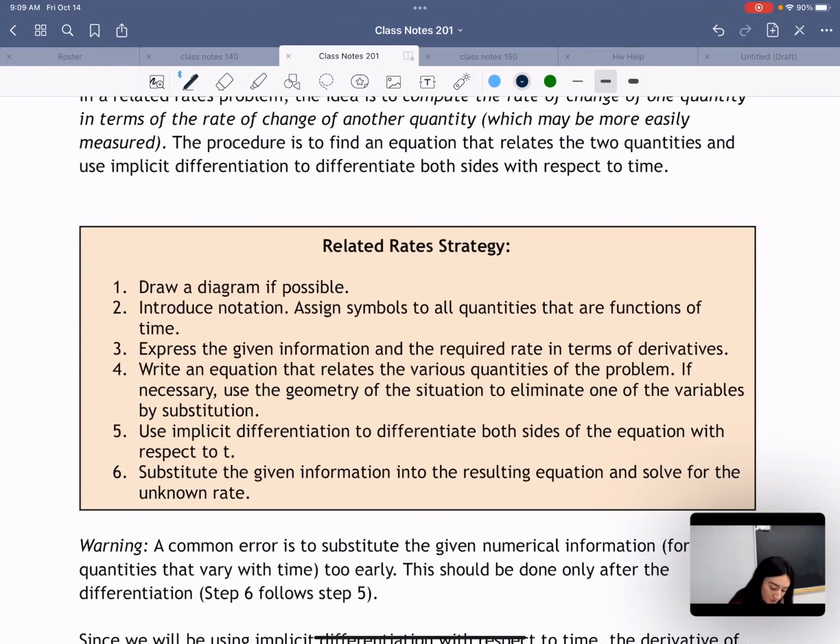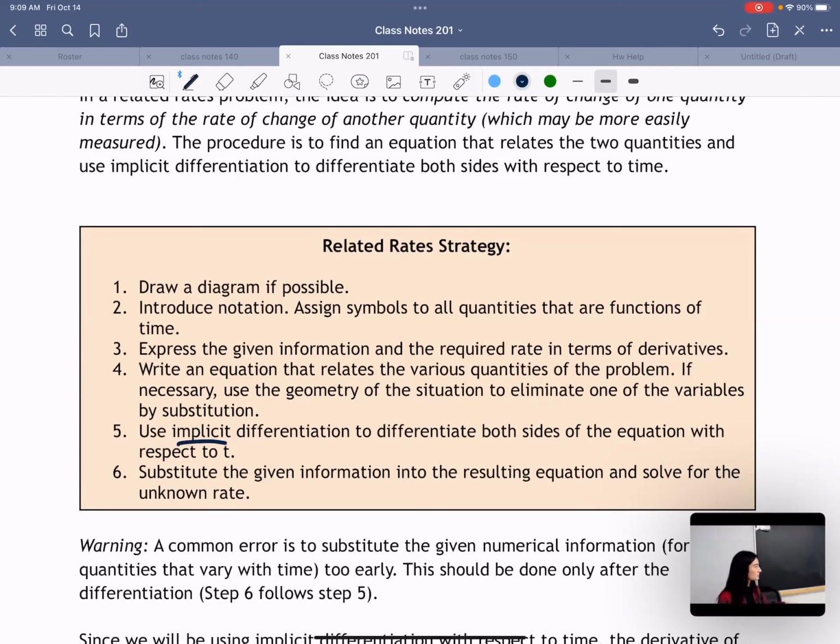Next, we're going to write an equation. So step 4, we're going to find some sort of equation. I'm either going to be given an equation, or I'm going to use something that I know based on the geometry of my diagram. Step 5, we're going to use implicit differentiation.